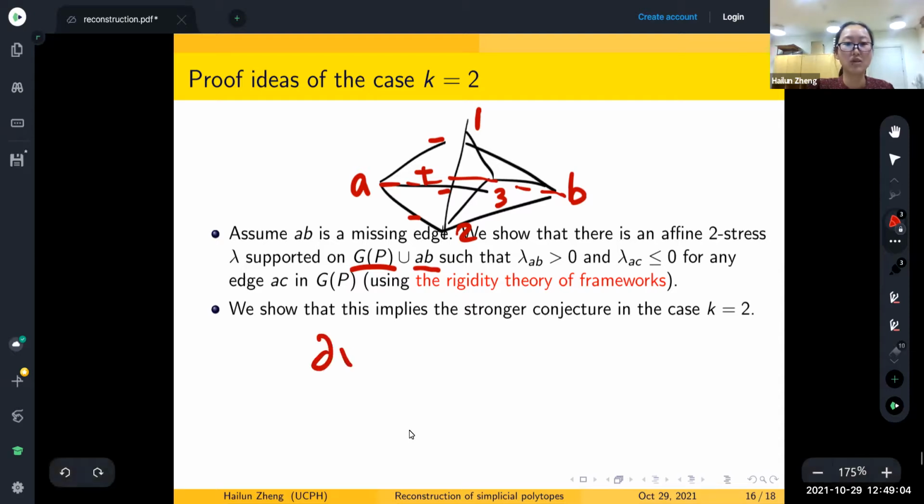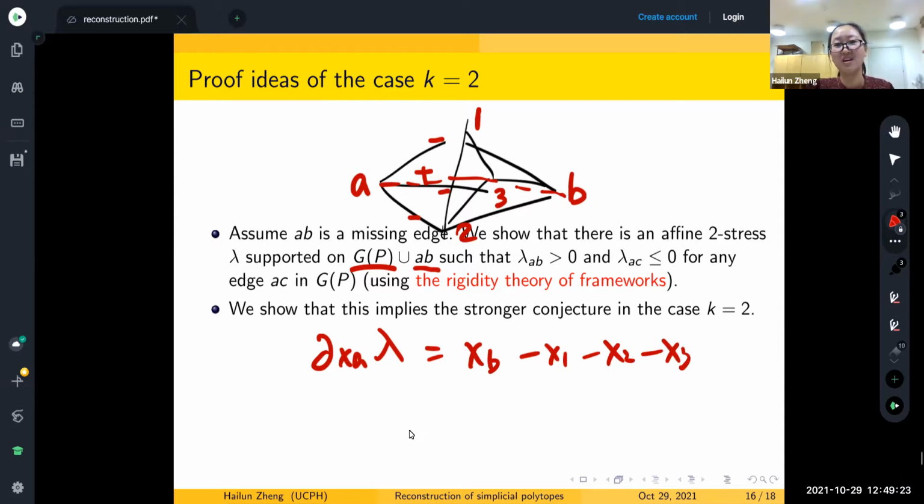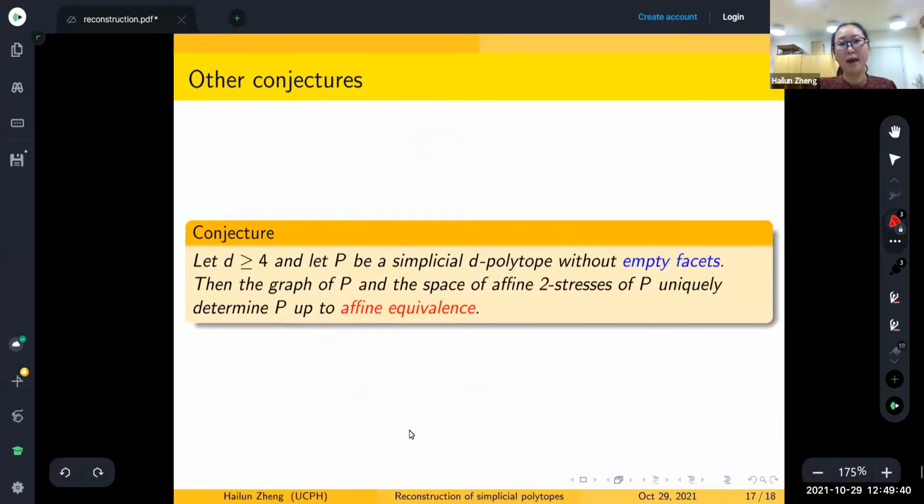And then what I'm going to do is take the partial derivative with respect to x_A, with respect to this vertex. If this pattern works, you see that here it is plus and minus, minus, minus, and then this will look like S_B minus S_1 minus S_2 minus S_3. Somehow it suggests that this edge AB will cross some point in the relative interior of this triangle 1, 2, 3. So basically that is the idea. And also you could generalize it to some higher dimensional cases. Okay, so yeah, that's basically the proof.